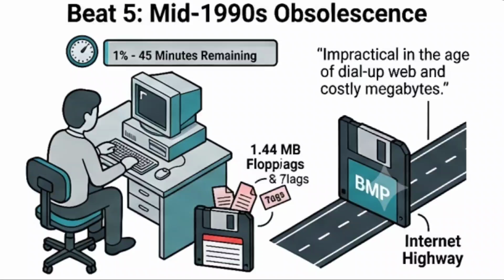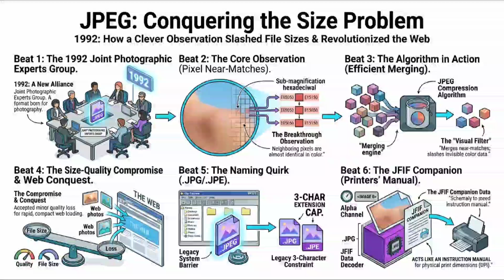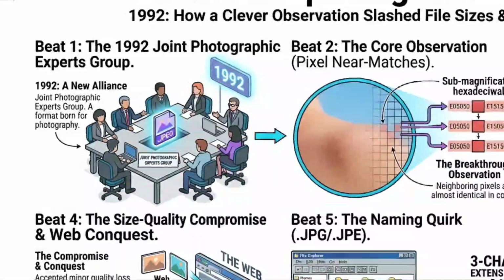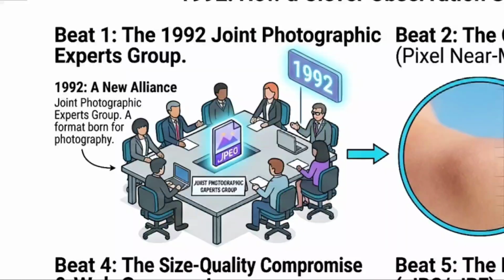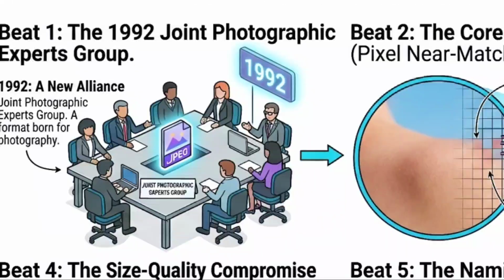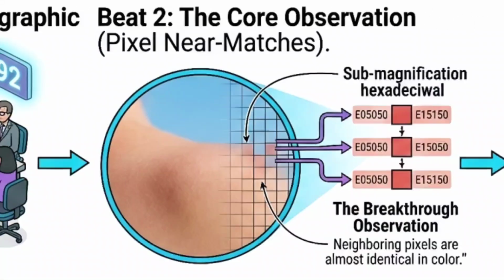practical. JPEG conquering the size problem. That bottleneck was tackled in 1992 by the Joint Photographic Experts Group, whose initials gave the new format its name, JPEG. Their breakthrough relied on a clever observation. If you zoom into a digital photo, whether it is a patch of sky, human skin, or a wall, neighboring pixels are usually nearly identical in color.